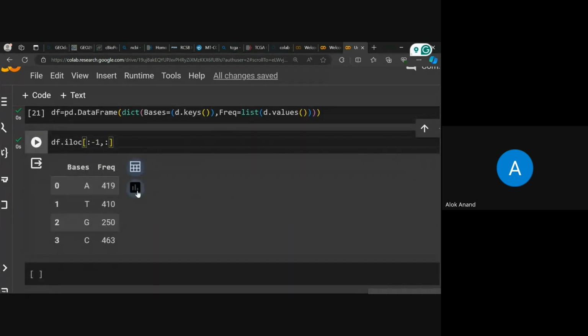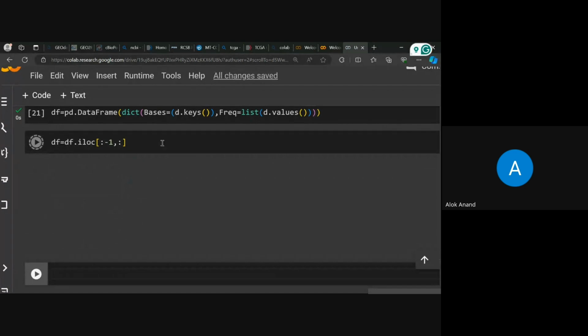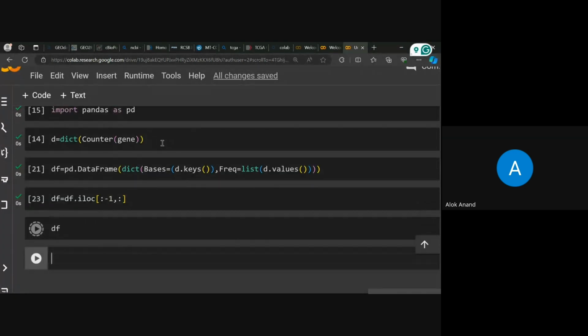Now you can see that is not here. Okay, now you can see that that is not here because it is not of my interest, right? Now what I can do?